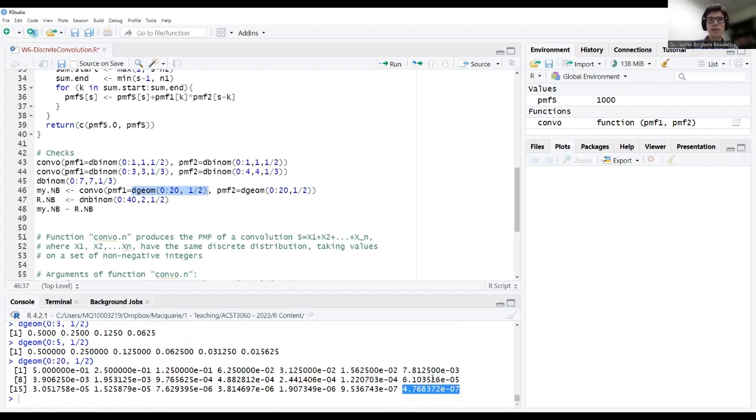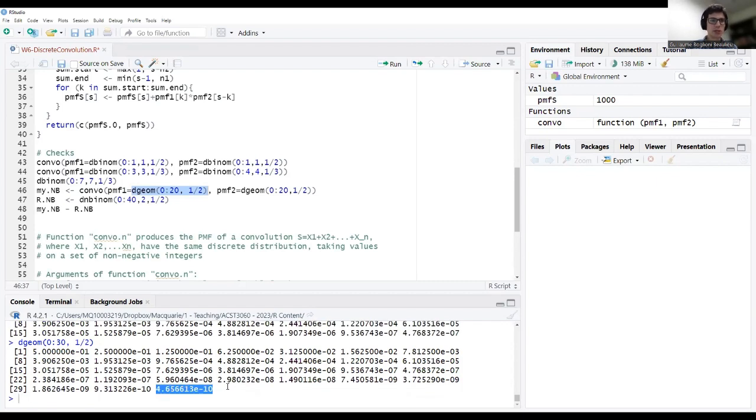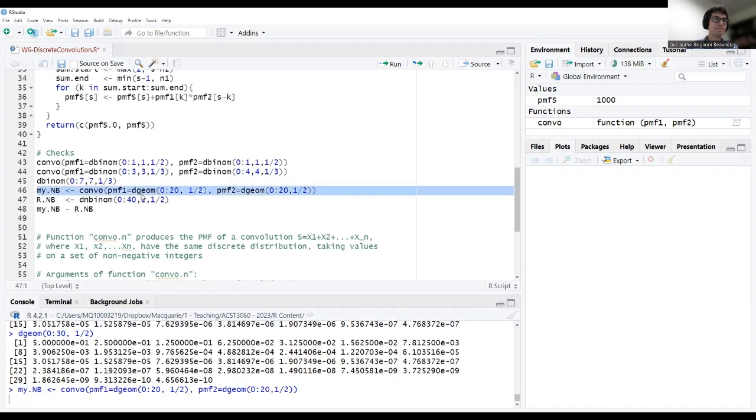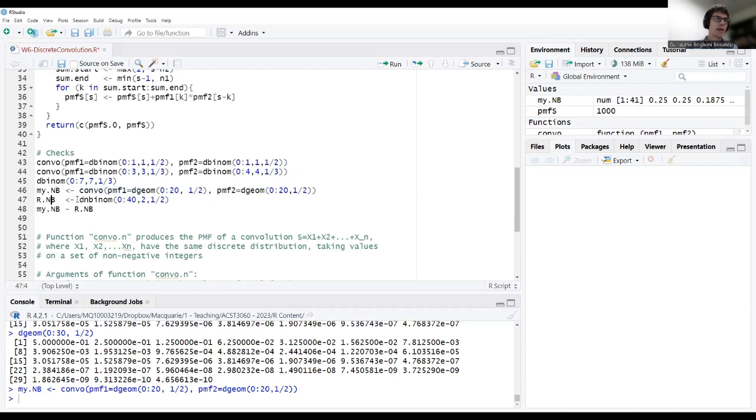Now you start getting probabilities that are truly very small. Maybe you're not satisfied with this and you want to go further, to 30 or something. Now you're starting to get something that's really, really small. But let's say that I arbitrarily stop the support at 20. Then I'm summing the PMF of a geometric with the PMF of another geometric with probability p equals 1/2. Then you see that's my negative binomial. Now, theoretically, this should give me the negative binomial with parameter 2 and 1/2.